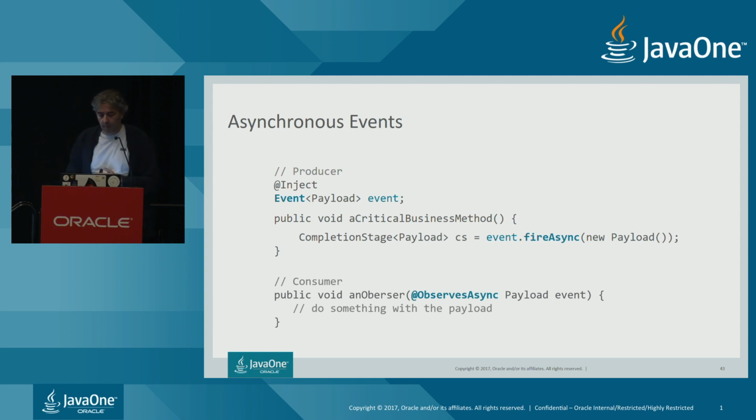So that's something which is new in CDI 2. And you see that when we are firing an event, what we get in return is a CompletionStage. So that means that we can combine the CompletionStage that we have discussed with JAX-RS before with that CompletionStage object as well. So that's basically the link between the two APIs.